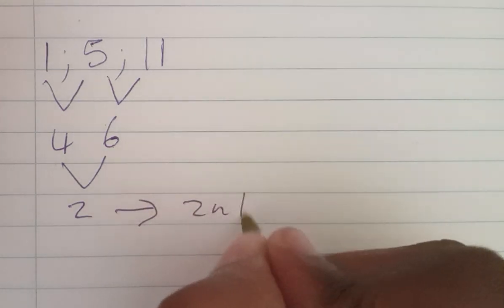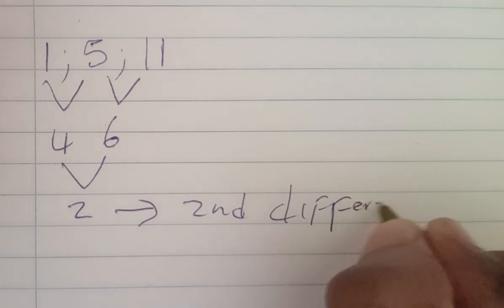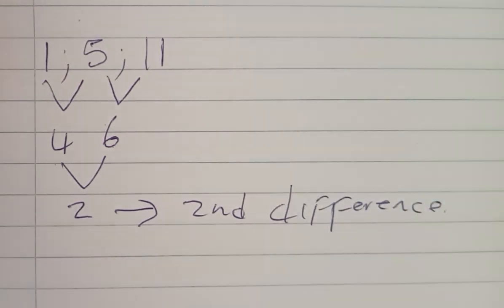So remember, for the difference, we'll say T2 minus T1 and T3 minus T2. So 5 minus 1 is 4. 11 minus 5 is 6. So this is our first difference. Our second difference, we'll say, is this difference minus this difference. So 6 minus 4 is 2. So our second difference is 2.